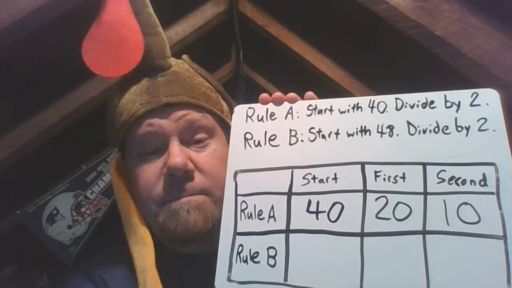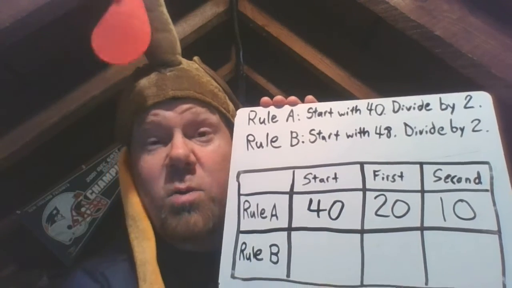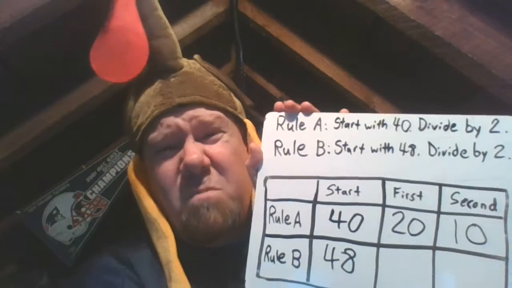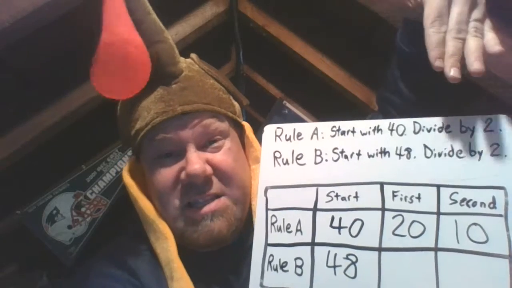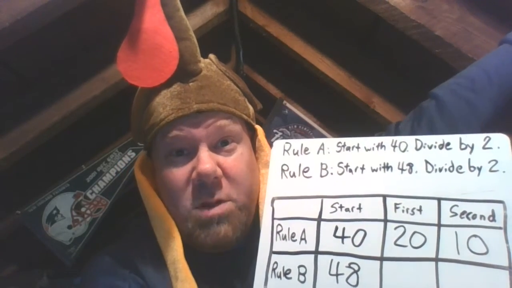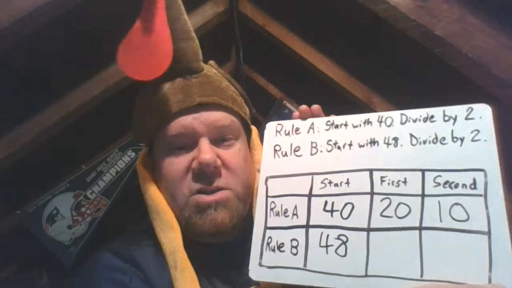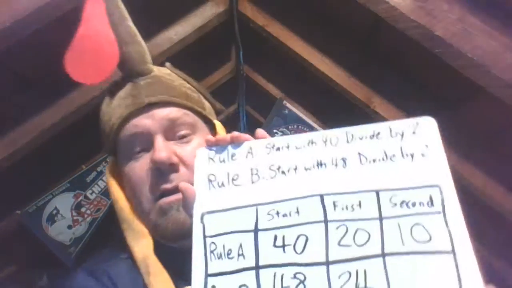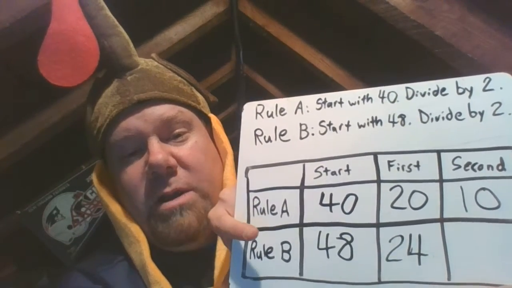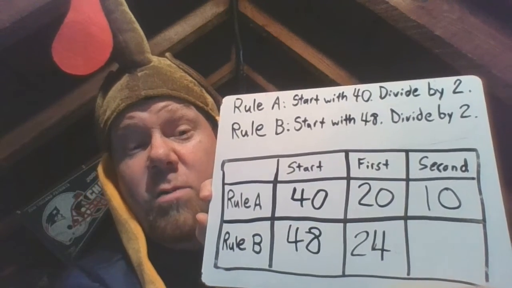Simple, right? So now we have rule B. Rule B: start with 48 and divide by 2. So we're going to start with a different number, 48. So I write 48 in the starting place. And remember, most of the problems that you're working on today already have the sequence started, so you just need to extend the table by filling out the rest of the pattern. 48 divided by 2, that's a little bit tougher. What's half of 48? Tell me. 24, that's correct. So I'll write that in the next column for rule B. So rule B, we have 48, then 24, and then we have one more space to fill.